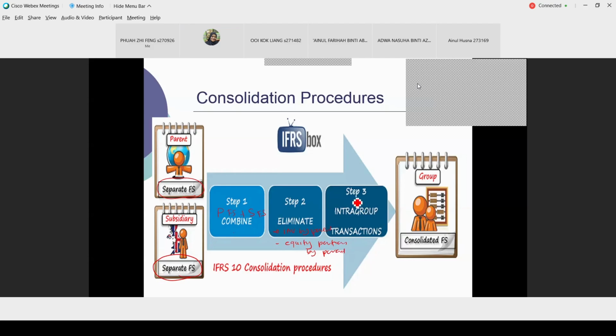And then the third thing here is to eliminate the intra-group transactions. Intra-group transactions mean transactions between parent and subsidiary. After we have done these three things, then we come up with a consolidated financial statement for the group. This is the procedure that we need to do. So 3 steps: combine, and then eliminate, and also eliminate the intra-group transactions. More details in chapter 2, I think, for the intra-group transactions.